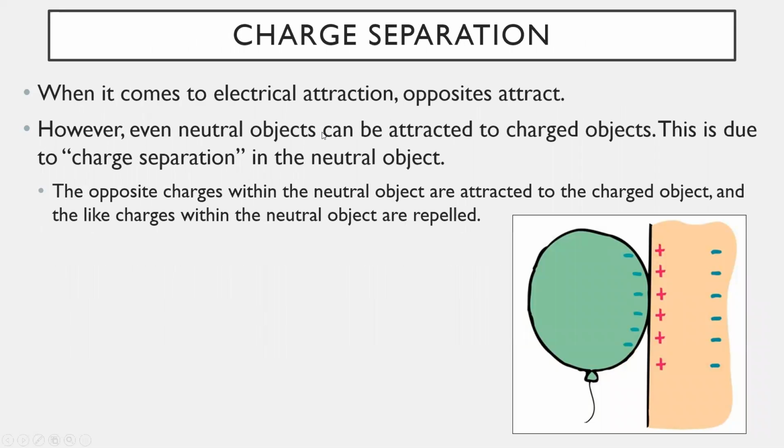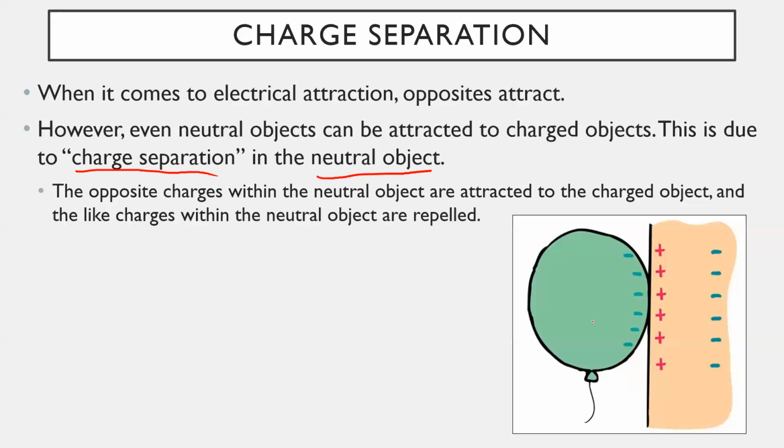Next thing up, charge separation. This was really a struggle on that formative quiz we had. And again, maybe it was just because there was a good distractor question on there. When it comes to electrical attraction, opposites attract. I think we all understand that one. However, what is a little bit confusing is that neutral objects, things that don't have a net charge, can actually still be attracted to charged objects. And this is due to something called charge separation that happens within that neutral object.